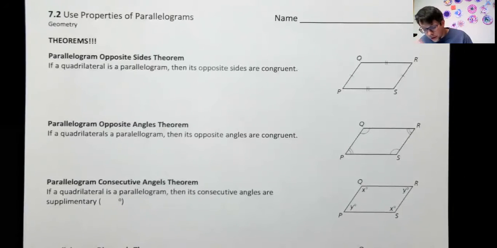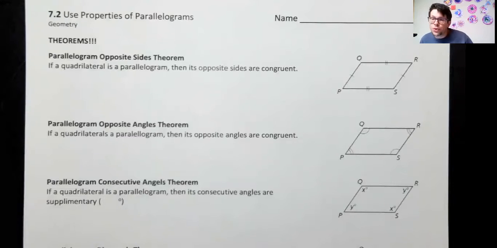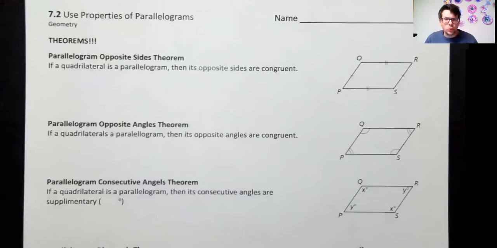Howdy, everybody. We're going to start talking about section 7.2, which is on properties of parallelograms. A parallelogram is going to be one of the major kinds of shapes that we're going to take a look at in chapter 7. It's a four-sided shape. Four-sided shapes are called quadrilaterals.